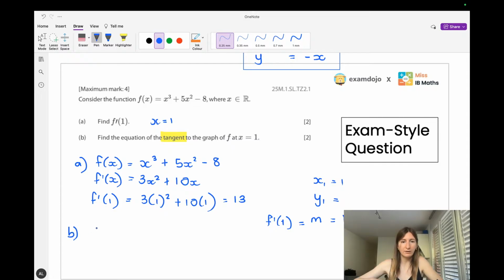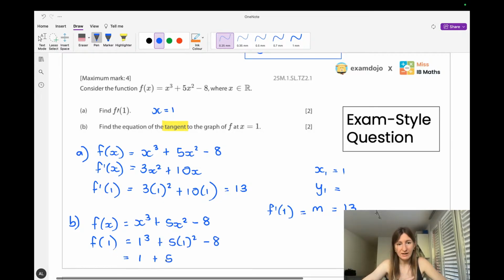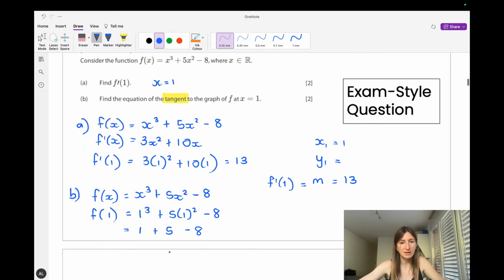our corresponding y coordinate. So if I just write my function, f of x equals x cubed plus 5x squared. Remember, to find the y coordinate, we're taking the original function, not the derivative. I see students getting confused with that a lot because we're finding a point on this graph, not on the derivative graph. So then when x is 1, I want to find my y. So 1 cubed plus 5 times 1 squared plus minus 8, sorry. So that is 1 plus 5 minus 8, which is 6 minus 8, which is minus 2. All right, there we go.